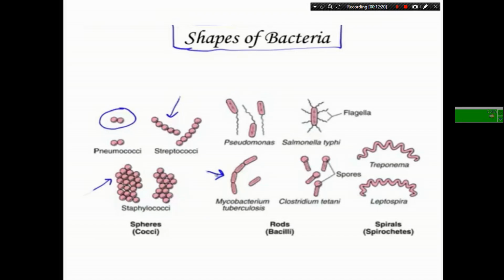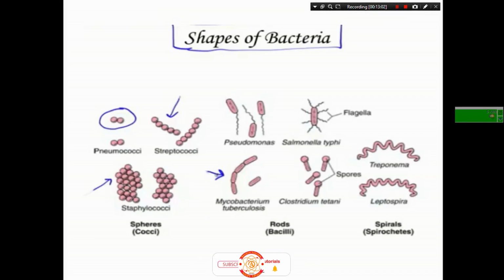Bacteria have different shapes. The first one is cocci, or round shaped bacteria. The second one is rod shaped bacteria or bacilli. The third one is spiral shaped bacteria or spirilla, and comma shaped bacteria like cholera or Vibrio comma. Those cholera causing bacteria are comma shaped.